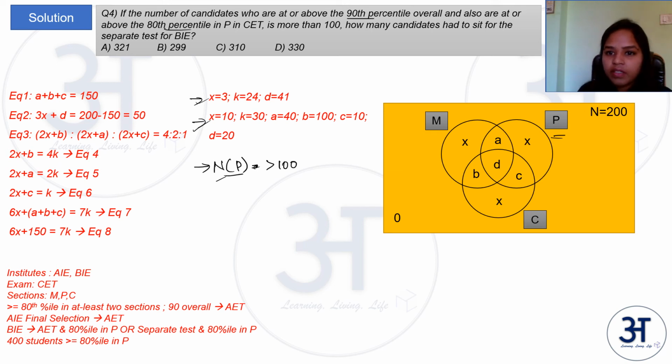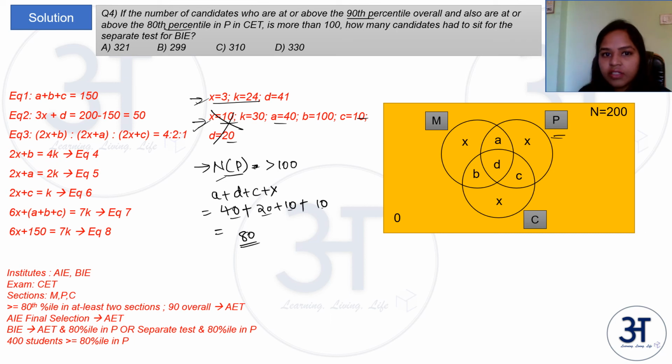So N of P is what? A plus D plus C plus X. So that is equal to A is 40 plus D is 20 plus C is 10 plus X is 10. So we have 40, 50, 60, 70, 80, right? So this is not the case. So we are talking about this case. In this case, our relevant points are A, D, C, X.